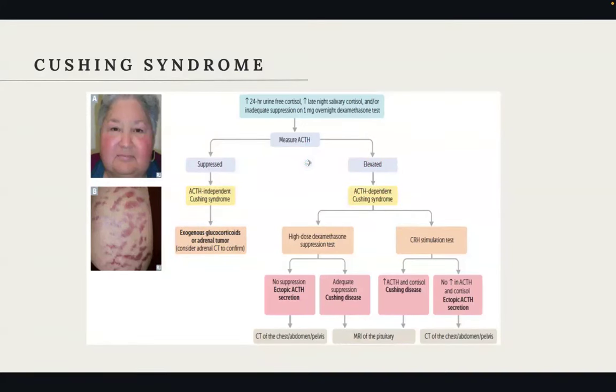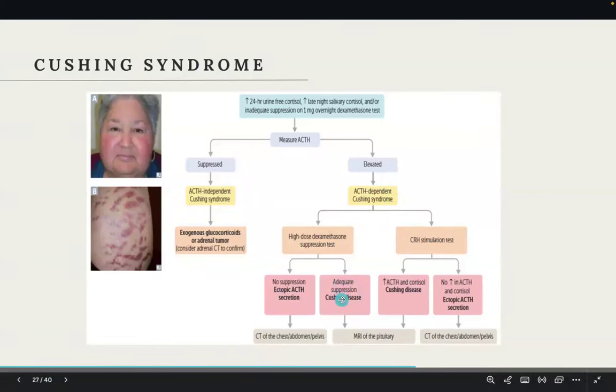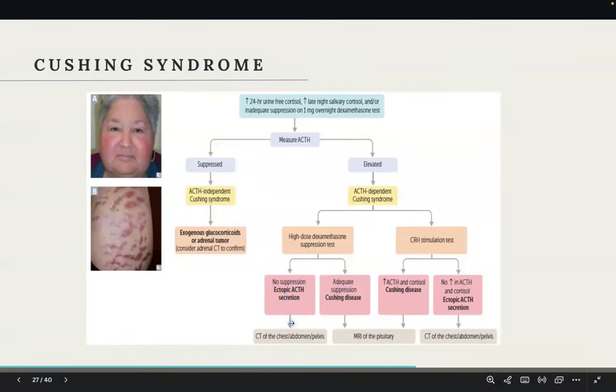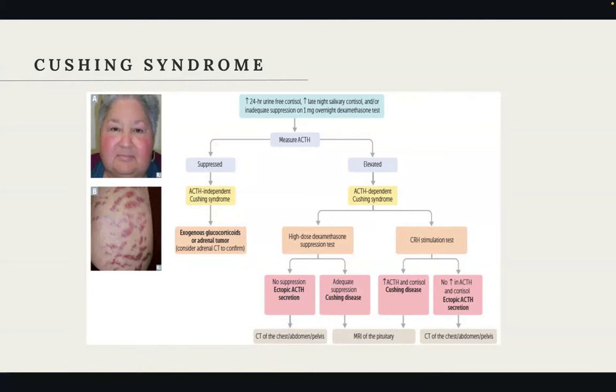So then I'm going to increase the dose of dexamethasone. If I increase the dose of dexamethasone and it is a pituitary tumor or Cushing's disease, it's going to be inhibited. I'm going to be suppressed. If it's adequate suppression and I've noticed that my cortisol did go down and my ACTH was suppressed, this means that this is Cushing's disease, or basically cancer in the pituitary. If it's not suppressed, this makes sense. This means that this area is somewhere else. It's an ectopic source of ACTH, like maybe a paraneoplastic lung cancer.